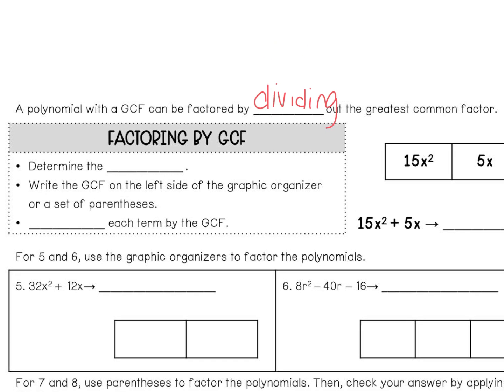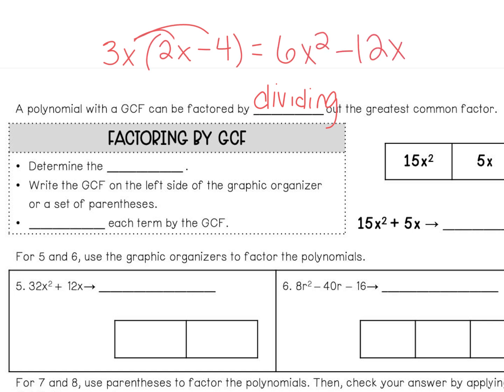I want you to remember, so when we do distributive property, like if I have 3x times 2x minus 4, okay, we are multiplying here, right? So we would get 6x squared minus 12x. When we are taking out a GCF, we're doing the opposite, okay? Now we're dividing. That's what this is looking at. So in order to do that, we have to find that GCF.